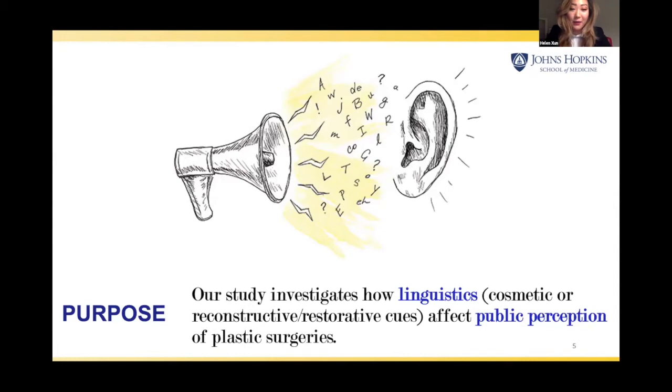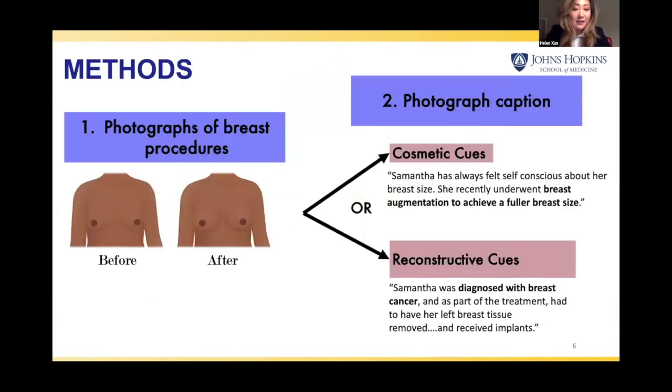We wanted to study whether or not linguistics, or how the patient narratives are presented and how we describe the procedures, can translate and impress the important values of plastic surgery to the public. To do this, we distributed a survey on Qualtrics to laypersons on Amazon Mechanical Turk. We showed them preoperative and postoperative photographs of breast procedures and captioned them with either reconstructive cues or cosmetic cues.